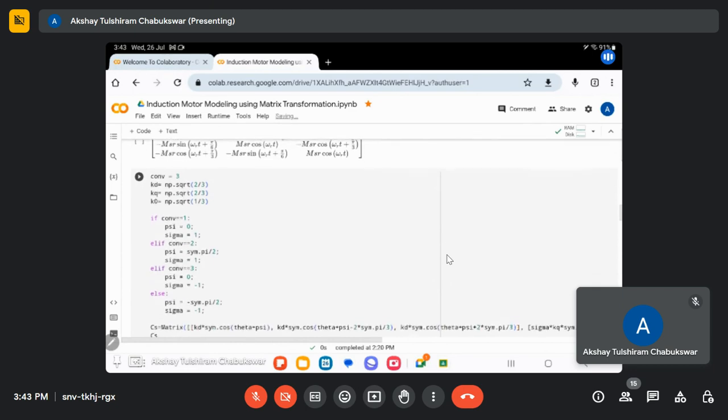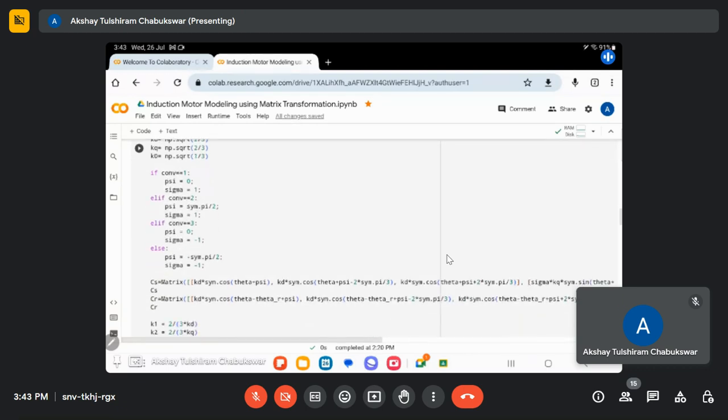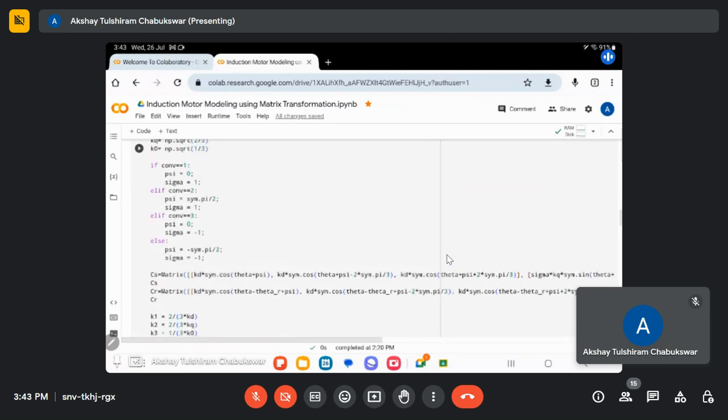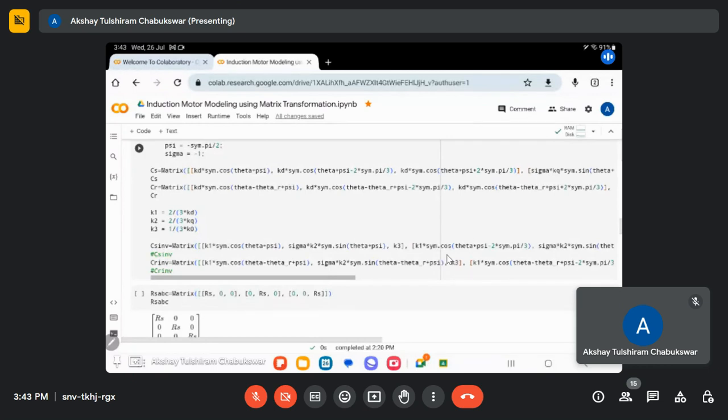So here I am mentioning the convention and the values of the constants KD, KQ, and K0. As the convention is 1, psi is 0, sigma is 1. So I have written an if and else statement, and I have written the transformation matrices CS and CR. What is CS? CS is nothing but C dq0s. What is CR? CR is nothing but C dq0r, which I have already mentioned. And K1, K2, K3: 2 by 3 KD, 2 by 3 KQ, and 1 by 3 K0.